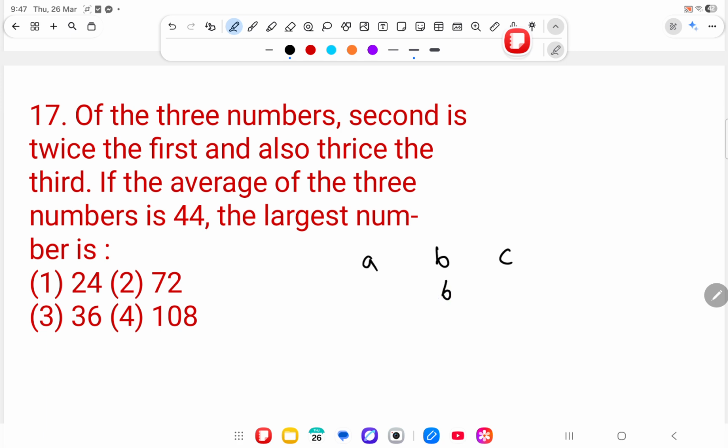Second is twice the first one. So then it becomes 3 parts. And also thrice the third part. So we have to take 2. So then now see, second is twice the first, thrice the third. So it's satisfied.